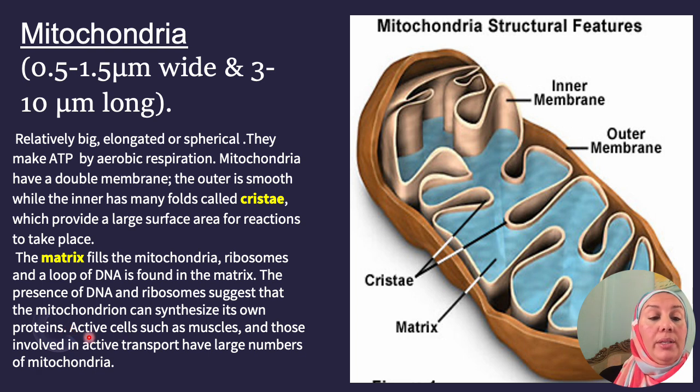Any cell that is very active, such as muscle cells, or cells that have active transport occurring in great amounts, such as neuron cells, nerve cells, would have large numbers of mitochondria. Again, the liver cells have a lot of chemical reactions happening in them, and a lot of ATP is needed for that to happen. So many mitochondria will also be found in liver cells.